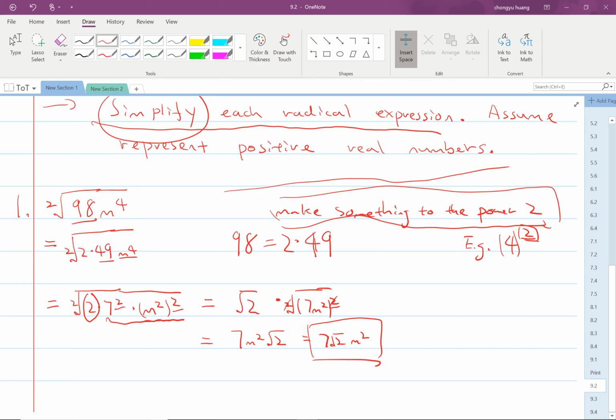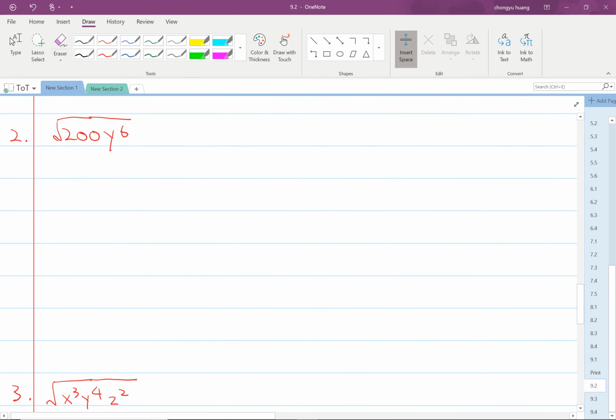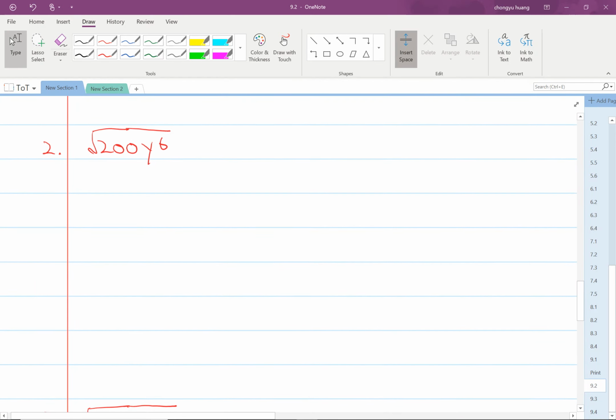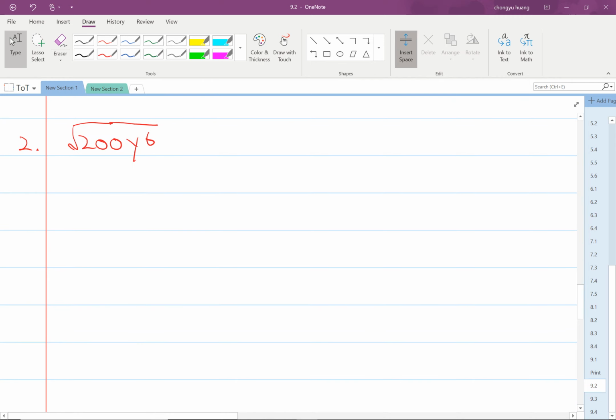Okay, so now let's move into question 2. Looking at it, we have a square root, and inside we have 200y to the power 6, right? As everyone knows, 200 is equal to 2 multiplied by 100, and 100 is actually 10 to the power 2. As I said before, if you want to simplify the square root, you want to cancel the square root, you have to make something to the power of 2.